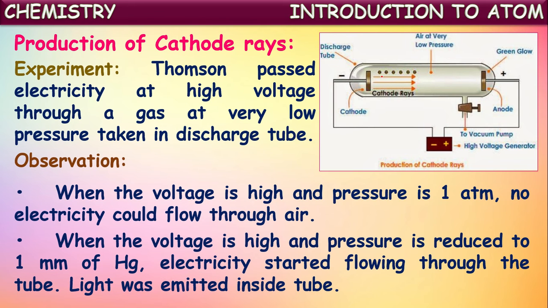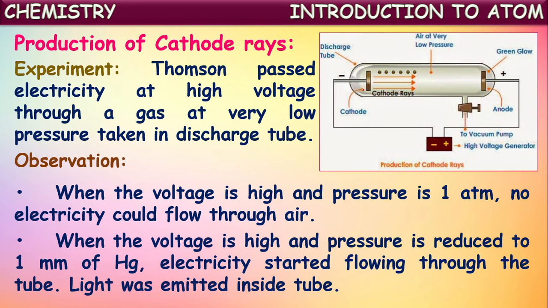Then when the voltage is high and pressure is reduced to 1 mm of Hg, electricity started flowing through the tube. Light was emitted inside the tube. So what happened? Slowly the gas is evacuated by using the vacuum pump. Now the pressure of the gas inside the discharge tube is reduced to 1 mm, means from 760 mm it is reduced to 1 mm. As the pressure of the gas reduced, the gas started to conduct electricity. As electricity passage started, light was emitted inside the discharge tube.